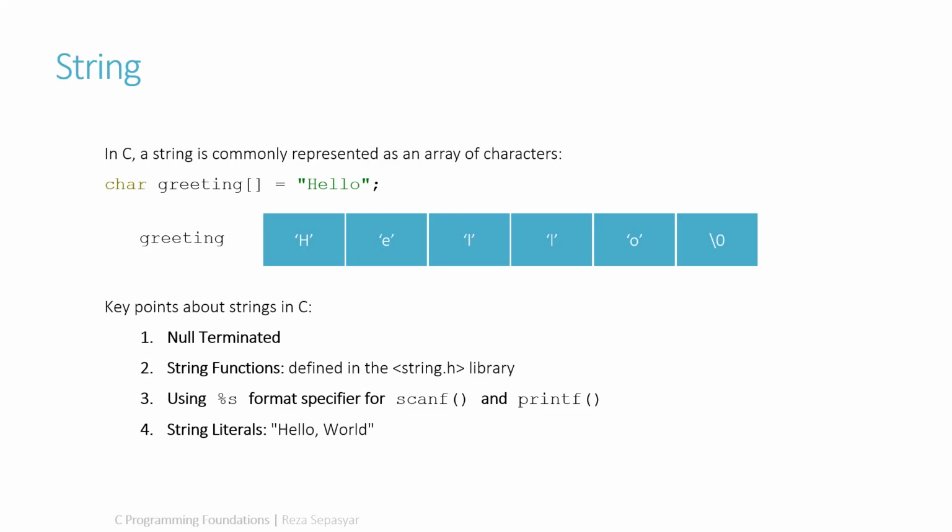3. Reading and printing strings. When you want to get a string from the user, you can use %s with scanf and it will grab a string up to the first space. And when you want to show a string, you use %s with printf. 4. String literals. In C, you can just write out a string in your code by putting it in double quotes, like "hello world".